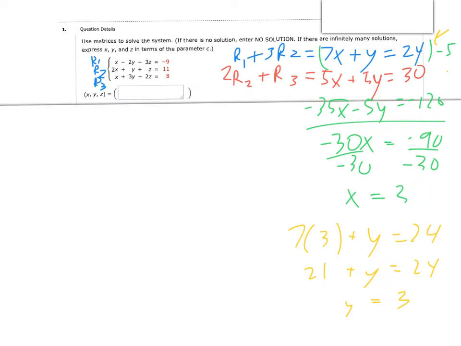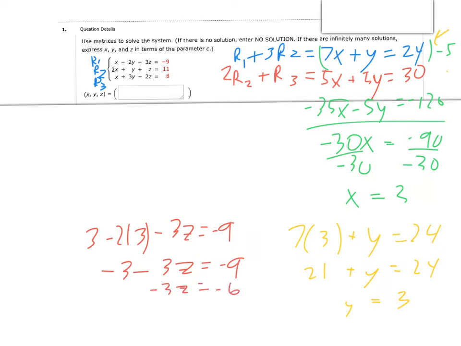And now I have to take that and plug it into any one of those original 3 equations to find my z value. I have to plug in x and y there. So I'll go ahead and do the first equation here. It does not matter, like I said. So that's going to be 3 minus 2 times 3 minus 3z equals negative 9. So this is 3 minus 6. That's negative 3 minus 3z equals negative 9. Add the 3 over. Negative 3z equals negative 6. So z must equal then 2. You always want to list your answer as a coordinate point, as it says there.